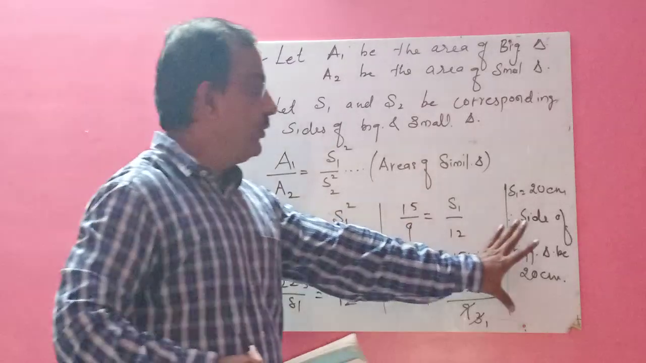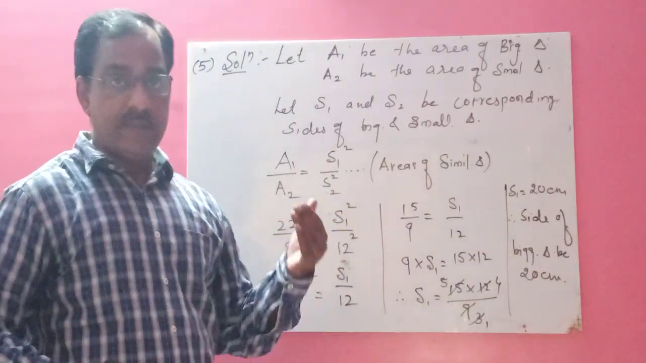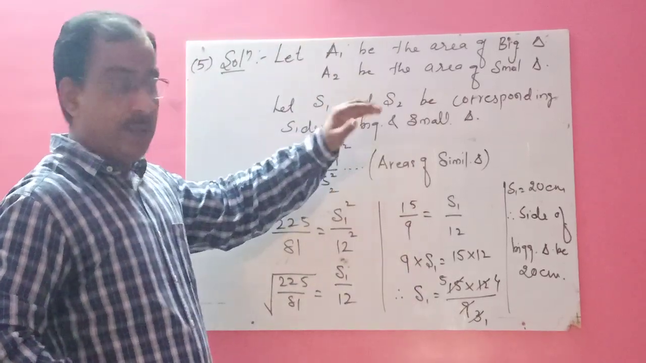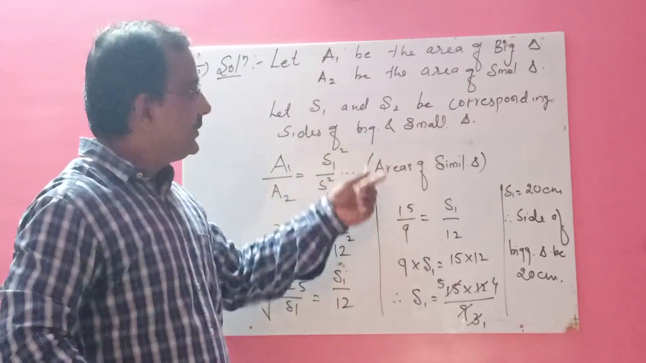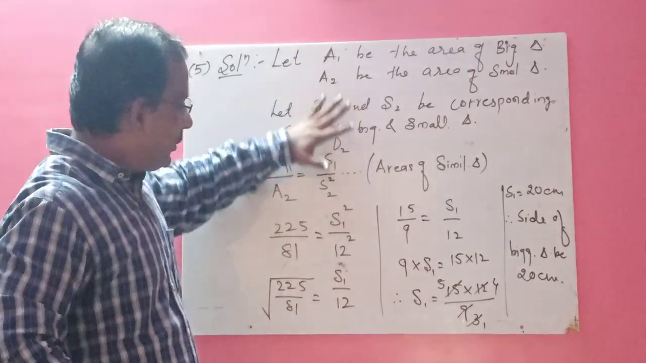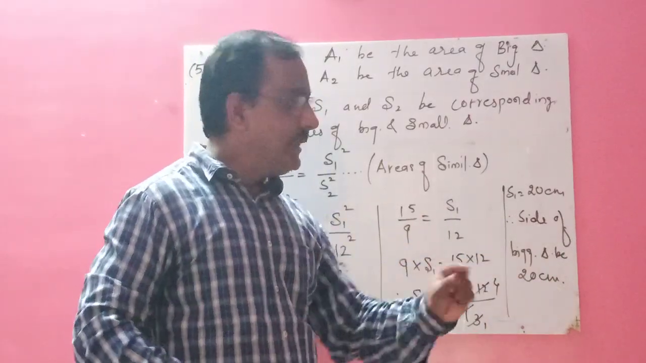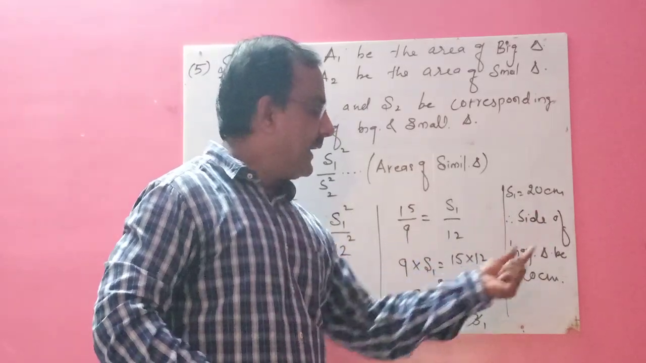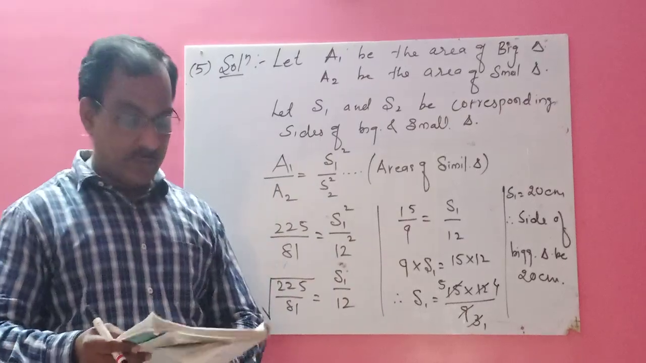Always try to write down your final answer. That is very, very, very important in algebra as well as in geometry. Whenever you get any type of problem where they need the answer, after calculating all these things, finally you should write down your answer neatly. Like here I have written side of bigger triangle be 20 centimeter, put it in a box. Okay, children, this is question number 5.